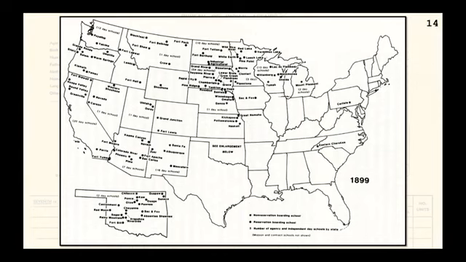Here are the schools in 1899. Both types of boarding schools are marked, and the day schools are simply numbered. So indulge me for a second and take a look at Colorado. You see two non-reservation boarding schools noted, Grand Junction and Fort Lewis. Now with that, let's jump ahead 20 years.